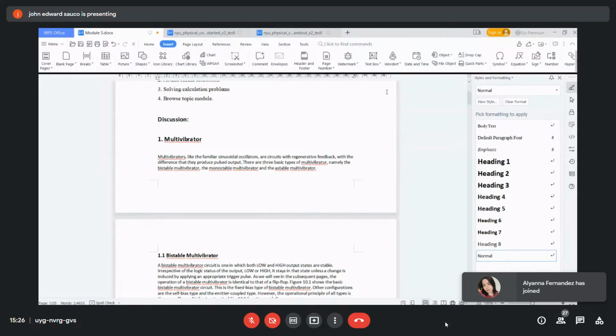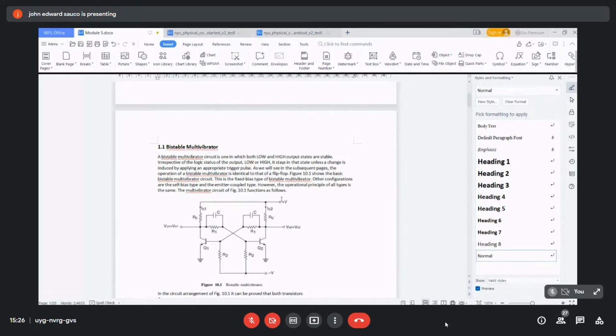So, sa multivibrator, is like a familiar sinusoidal oscillator. Our circuit with regenerative feedback. Okay? So, regenerative feedback. With a difference that they produce pulse output. Yun yung difference niya sa sinusoidal oscillator. Okay? So, there are three basic types of multivibrator, namely bistable, monostable, and astable.